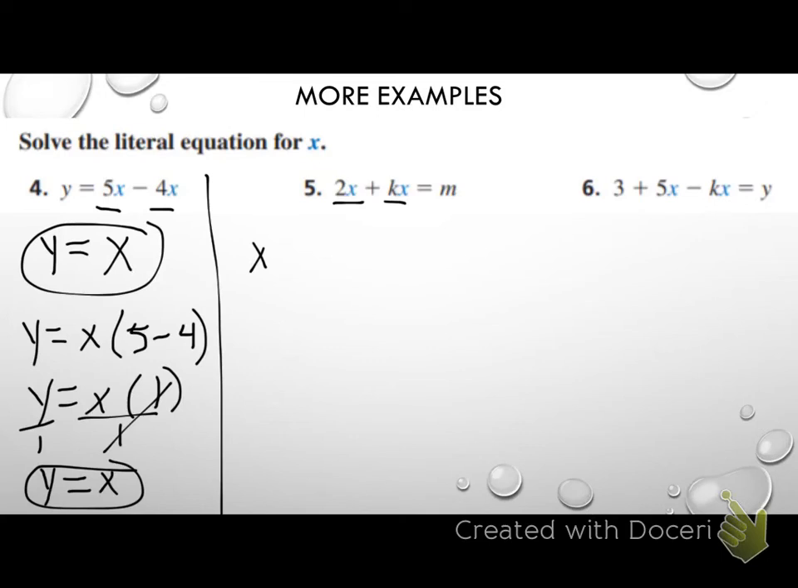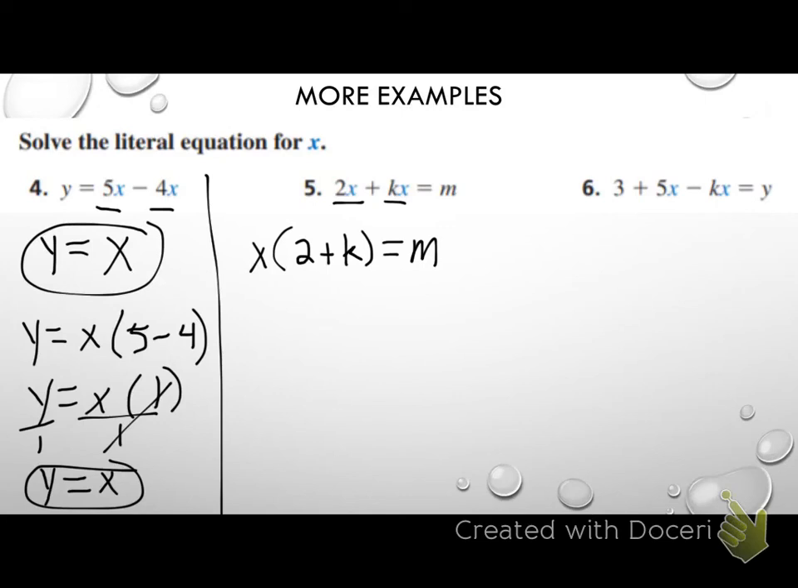X times what would give me 2x? 2. And then x times what would give me kx? K. Okay. Right? Everyone okay with that first step?